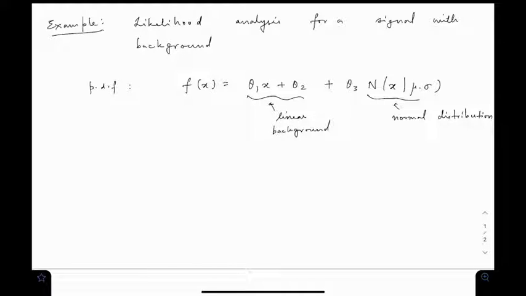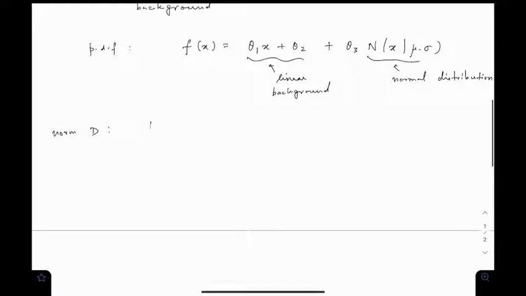So the normal distribution has unknown mean, mu, and standard deviation, sigma. Other parameters are not independent because f has to be normalized in the given interval. So we can eliminate one parameter. Assuming that the normal distribution is negligible outside the interval, the norm D is given as half of theta 1 times x max square minus x min square, plus theta 2 times x max minus x min, plus theta 3. Which allows us to write the normalized PDF.